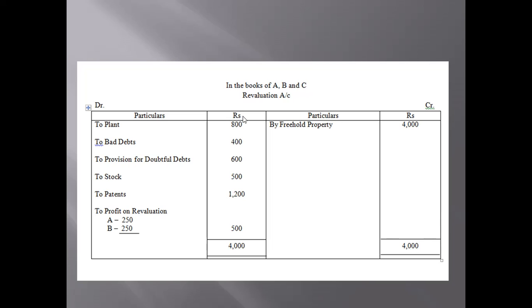Just like we uninstall any app or delete the apps from our mobile phone, it is just the same way that the patents are being removed from its assets. So the patents are no longer availed. That is, the patents have become valueless. It has zero value now. So the entire amount of 1200 will be written off completely. So all the adjustments have been done for the revaluation.